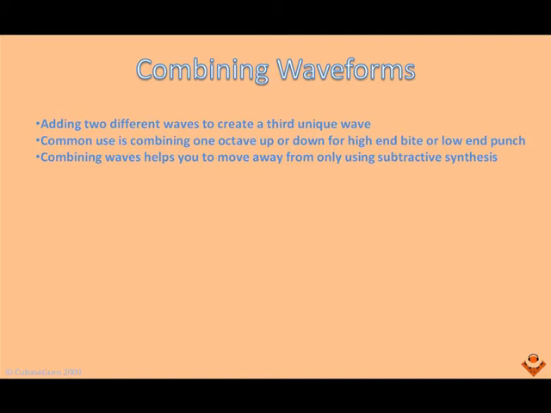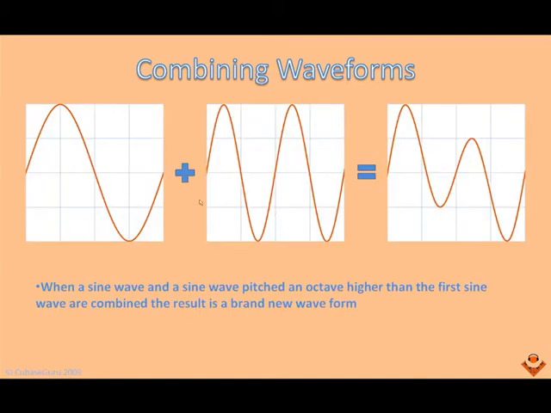So, just some examples of that. Here we have a sine wave. When a sine wave and a sine wave pitched an octave higher than the first are combined, the result is a brand new waveform. So we've got a sine wave here, then we've added a sine wave 1 octave higher. We know it's an octave higher because there's twice as many cycles in the same amount of time. And it gives you this kind of waveform here.